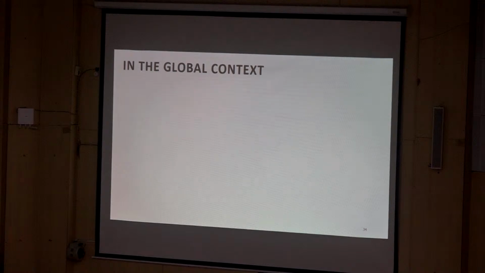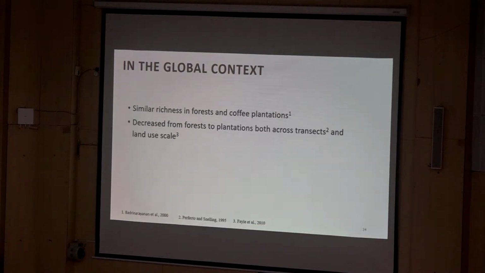So where does this study stand in the global context? A similar study from the Western Ghats in Karnataka with coffee plantations found no richness differences between forest and coffee. But my study found there was an increase from forest to coffee plantations. And globally, the majority of the studies on conversion of forest to plantation have found a decrease in the number of species at both the transect scale and land use scale. There's just one study which I came across that reported the scale dependency of species richness, which I also encountered as part of our study.